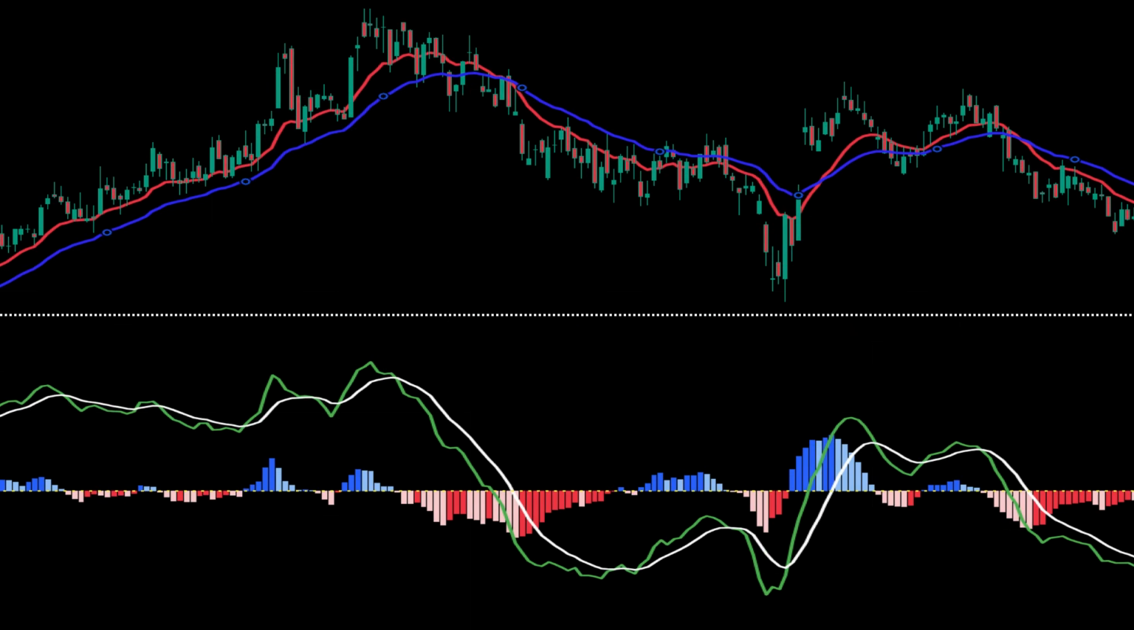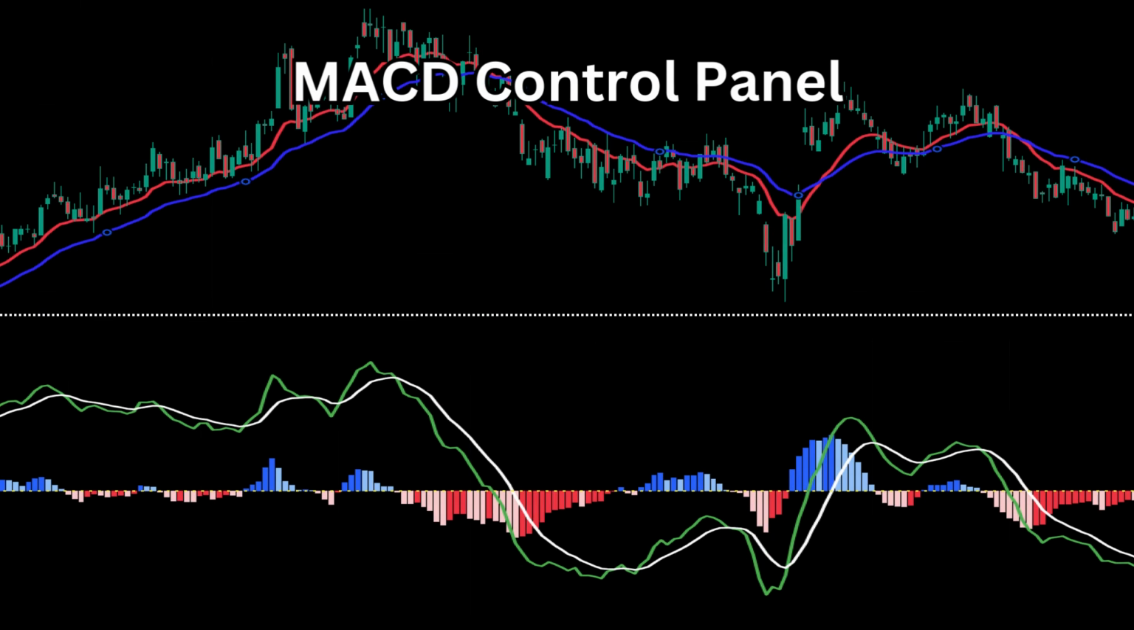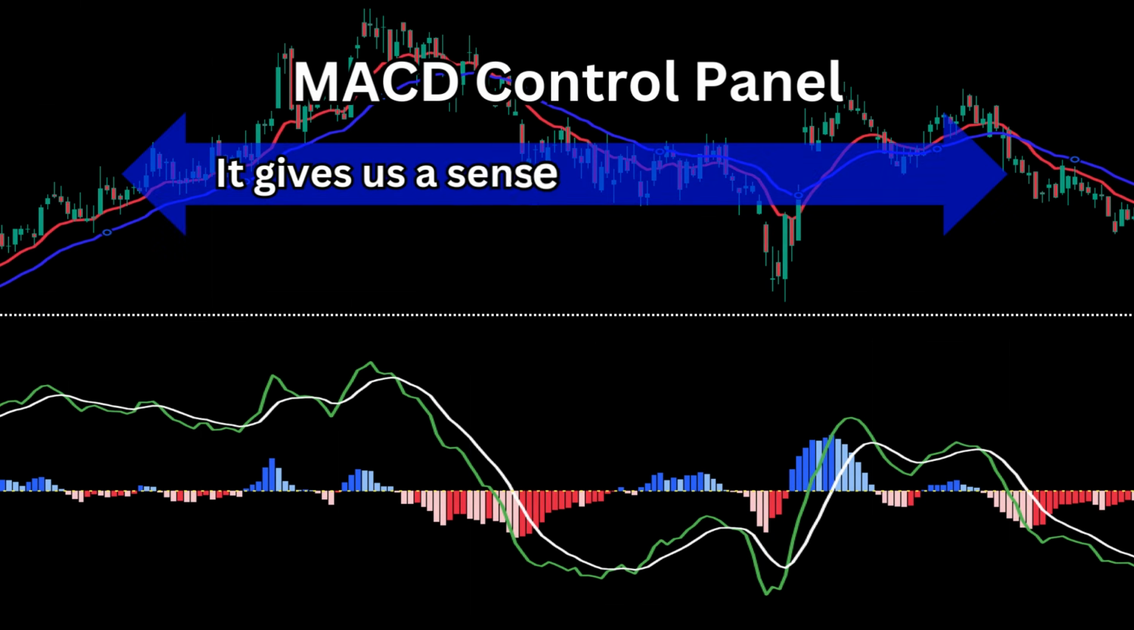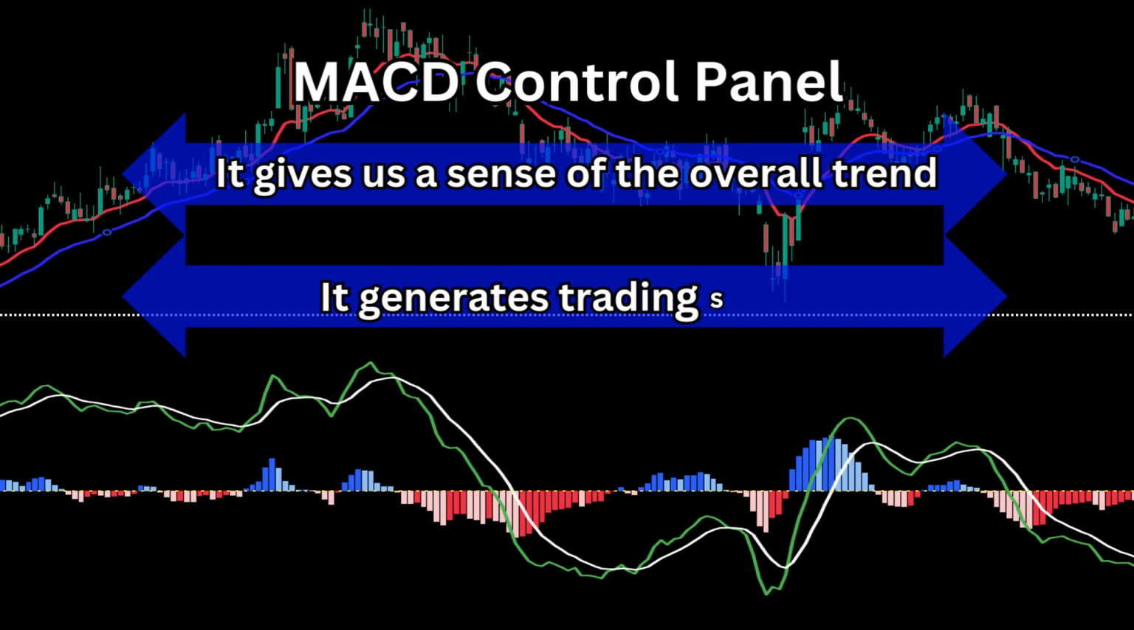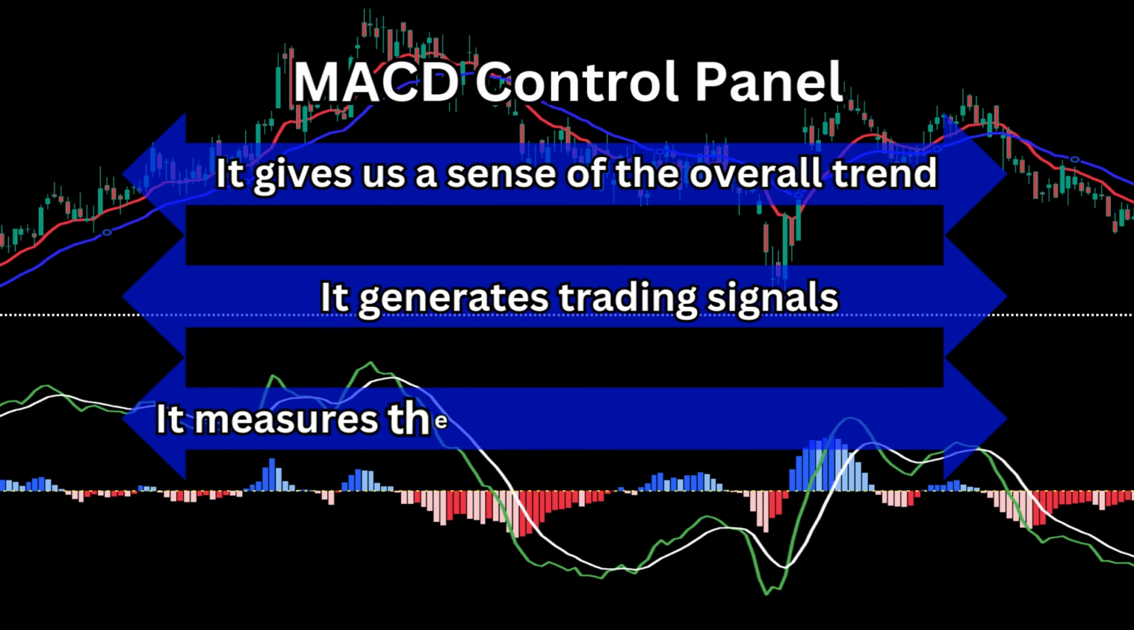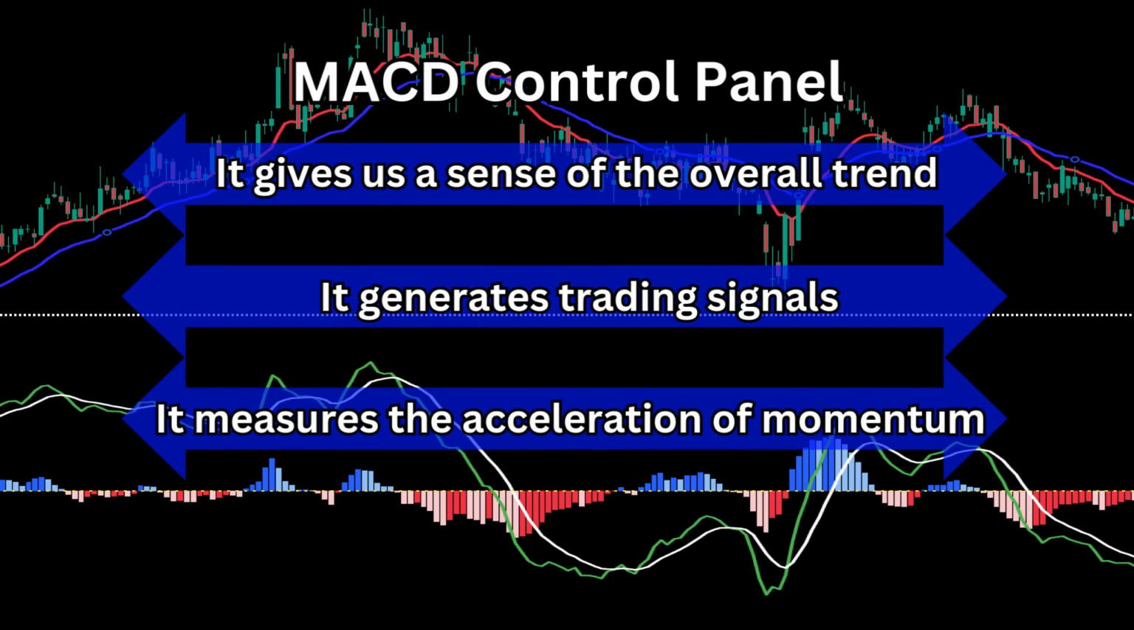So, let's recap what we've learned today. The MACD isn't a crystal ball, it's an incredibly well-designed control panel. It gives us a sense of the overall trend, simply by looking at whether the MACD line is above or below its zero line, bullish or bearish territory. It generates trading signals through crossovers between the MACD line and the signal line, which we will explore in depth. It measures the acceleration of momentum through the histogram, our speedometer, which tells us if the current trend is gaining or losing strength in real time.